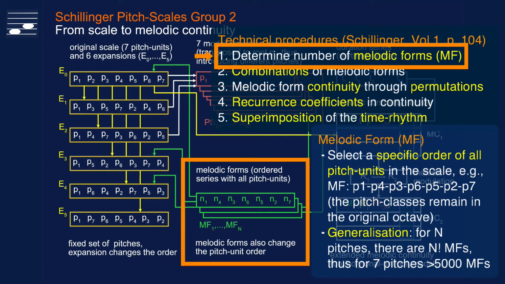Step 1 is the creation of melodic forms, shown at the bottom of the overview diagram. A melodic form involves an ordered series of all pitch units in the scale. While the original scale has ascending order from P1 to P7, an example melodic form is P1, P4, P3, P6, P5, P2, P7, with pitch classes remaining in their original octave position. In general, for a scale with n units, there are the factorial of n melodic forms, which, for the 7-unit example, yields over 5,000 options.